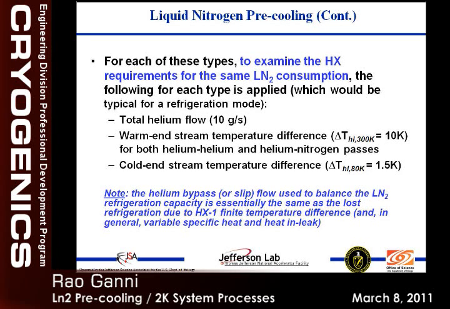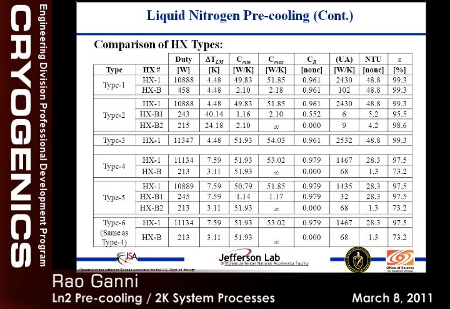Let's take an example, say 10 grams per second helium on the high side, with a warm end delta T of 10 Kelvin and a cold end of 1.5 Kelvin, and let's compare how these will do. If you put in type 1 through type 6, break it down into the heat exchangers as given in those pictures, and calculate the mean temperature difference and Cmin. These are heat exchanger vocabulary: the thermal value for a given mass flow rate, and the ratio of Cmin to Cmax, and these will determine how balanced the heat exchanger is from high side to low side. The closer to one this is, the harder it becomes to design the heat exchanger.